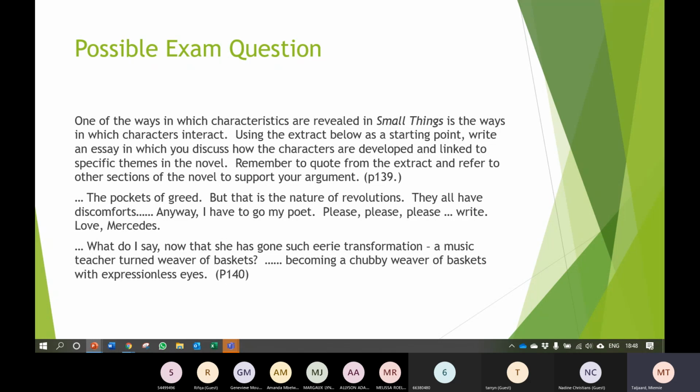Remember I said it's not only what a character does, it's also what the character doesn't do. And Mercedes tells him, I'd love you to write to me, but she doesn't ask him for money or help. There's a dignity in Mercedes. And I have to go, my poet. So even though at that stage, remember that a landlady of his, the rain came in and she lost all his poetry and everything. But I have to go, my poet, signals her belief in his potential.